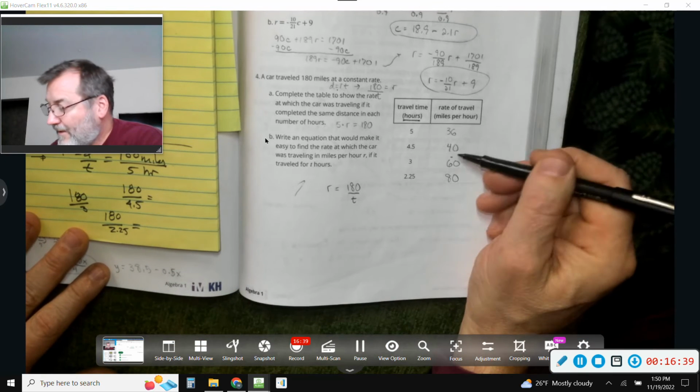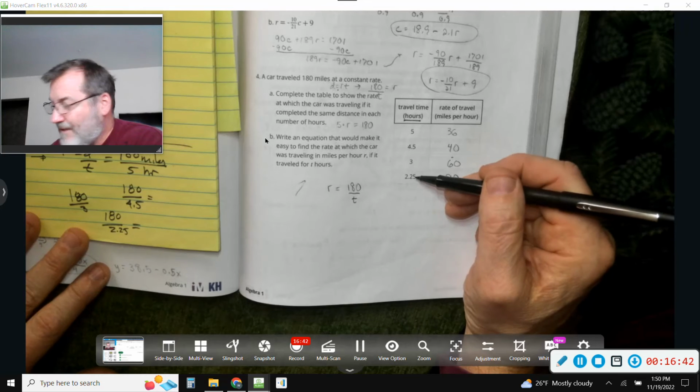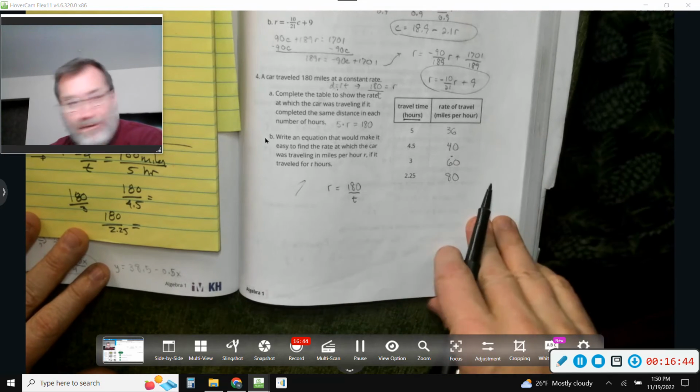So as you can see, the faster you go, the less time it takes for you to travel, which I think we all understand.